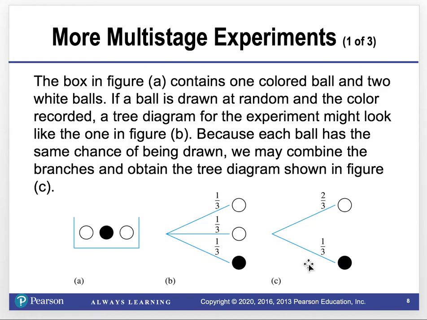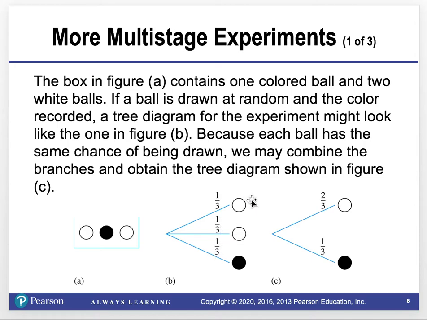Okay, more multi-stage experiments. So let's look at this box in figure A. It contains 1 colored ball and 2 white balls. I'm just going to call it black instead of colored. If a ball is drawn at random and the color is recorded, then a tree diagram for the experiment might look like this. In other words, because there's 3 balls, you would have 3 branches, and each has the same likelihood of being drawn, so each probability is a 1 out of 3 chance of being drawn.